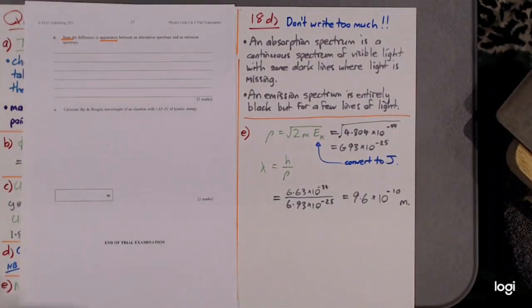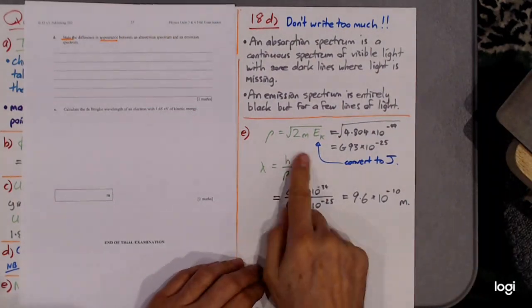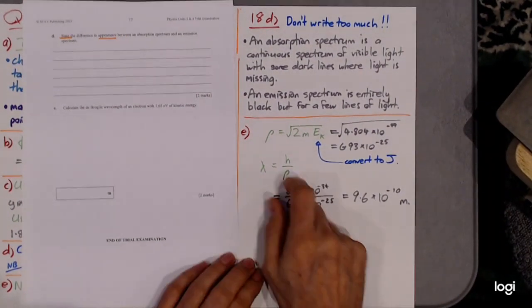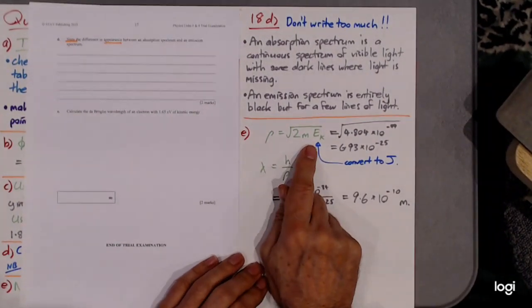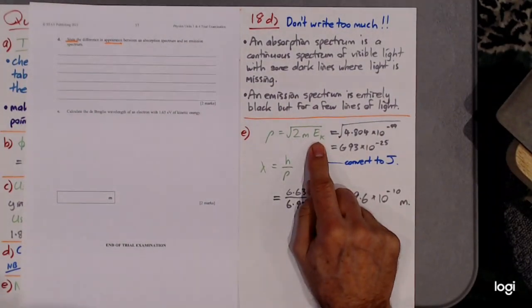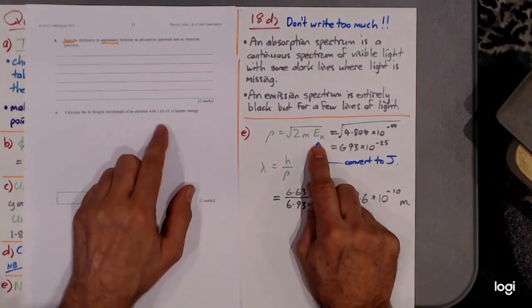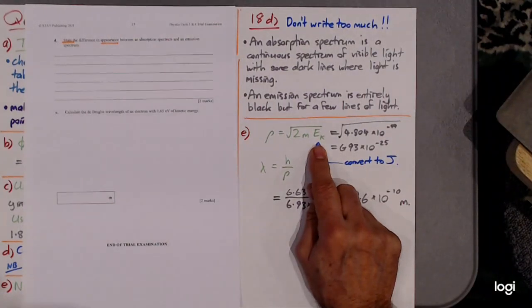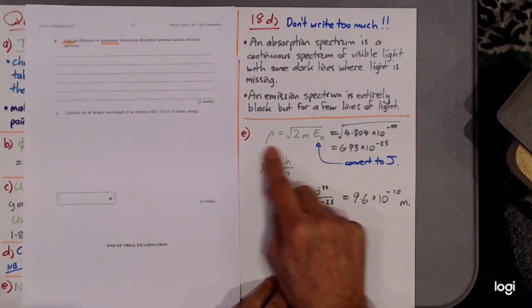Perfect. Okay, last bit. Calculate the de Broglie wavelength of an electron with 1.65 electron volts of kinetic energy. Okay, de Broglie wavelength has got momentum in it. You've got to get momentum. Here's how you go from kinetic energy to momentum. We've seen this one before. You had the kinetic energy, 1.65 electron volts. You have to convert that to joules.